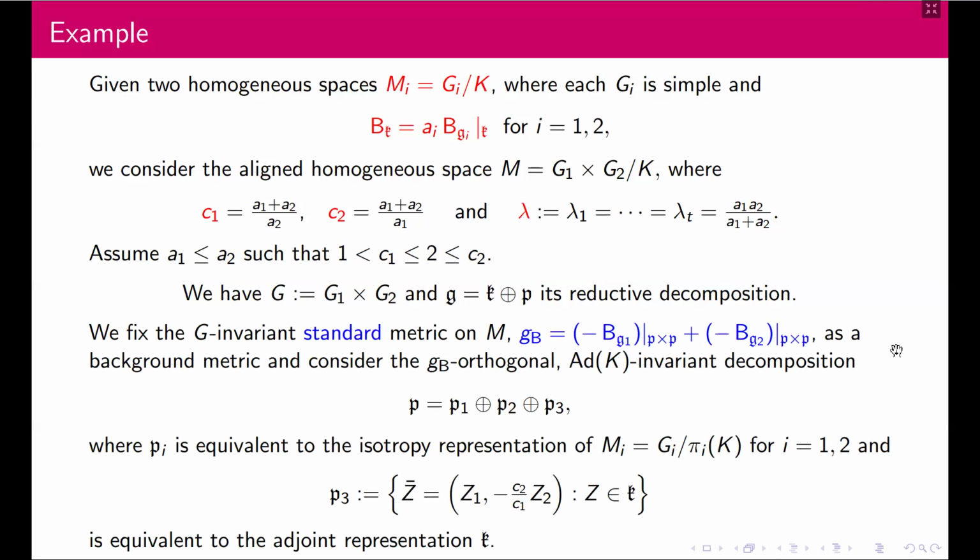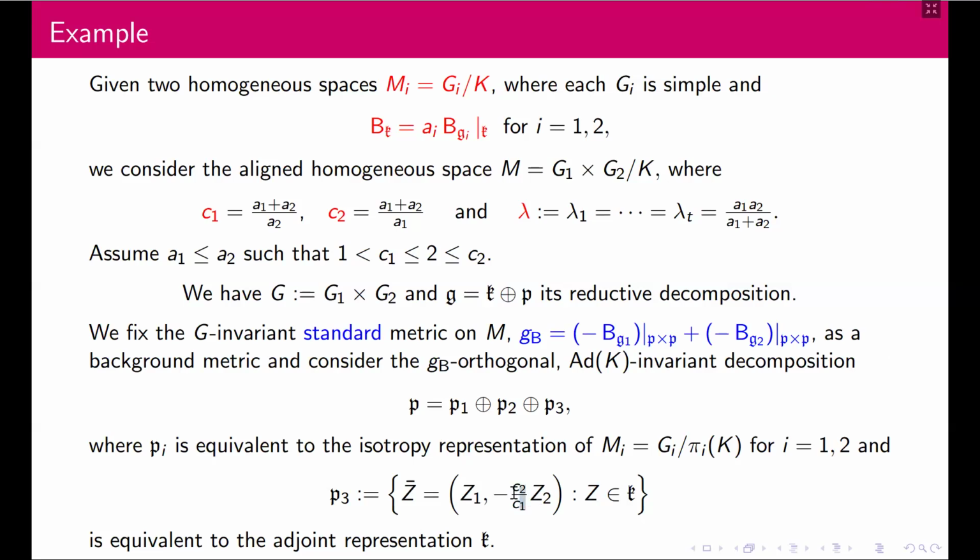And we consider this decomposition of P into K-invariant subspaces, orthogonal with respect to this standard metric. Here, each of P1 and P2 is equivalent to the isotropy representation of these previous homogeneous spaces Mi, and P3 is given by this subspace. Here, the aligned constants C1 and C2 are involved. It could also be in terms of A1 and A2.